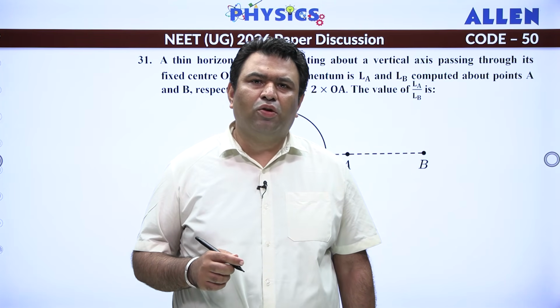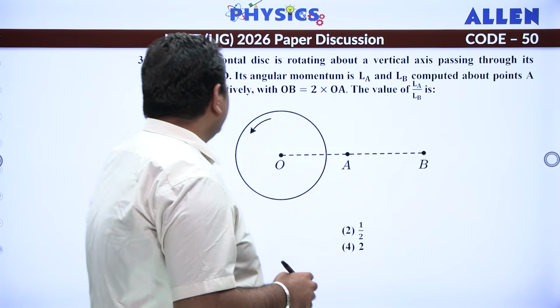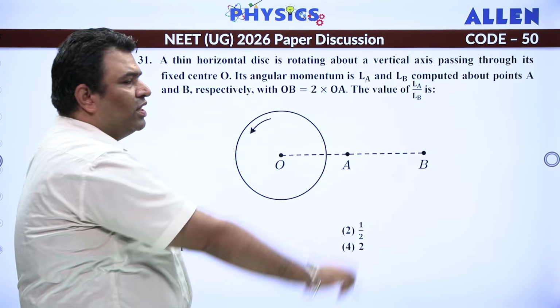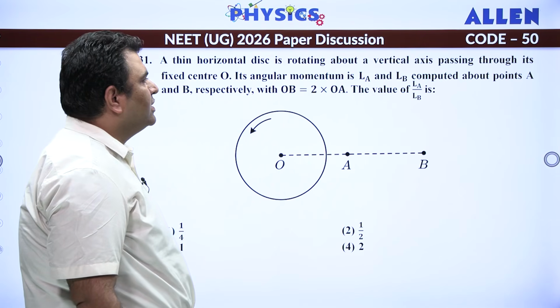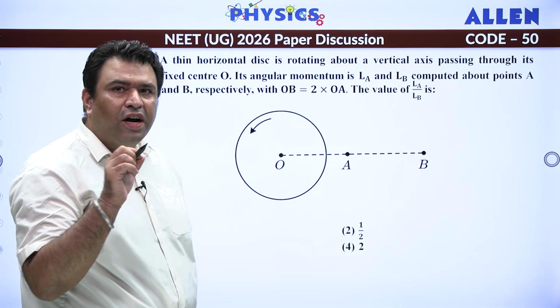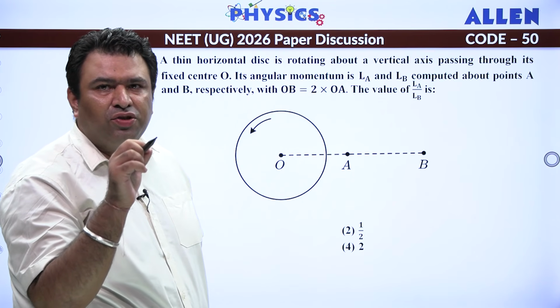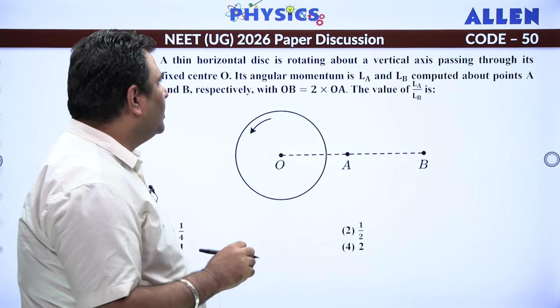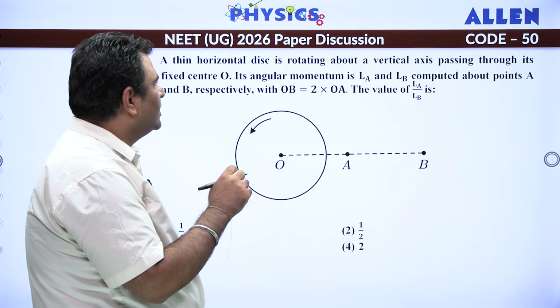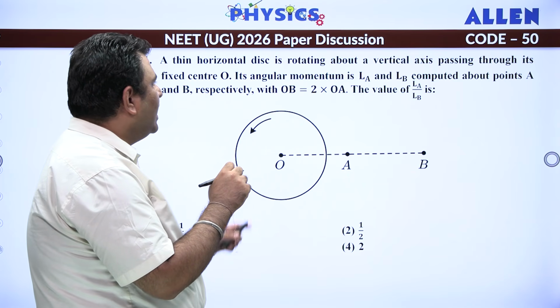Okay, let's start with question number 31 now. What is the question stating to us? A thin horizontal disc is rotating about a vertical axis passing through its fixed center. The word is fixed center. That means that the disc is not moving at all. So what should be the ratio of the angular momentum it is asking about, this point LA is to LB.